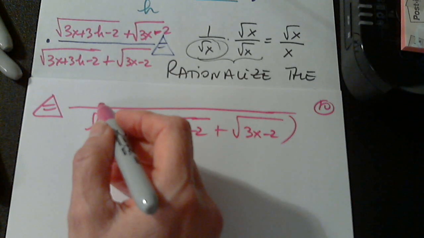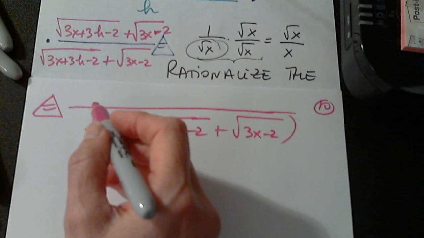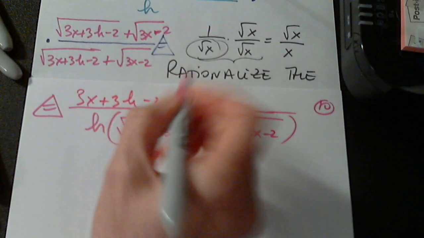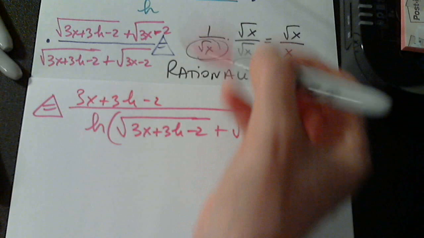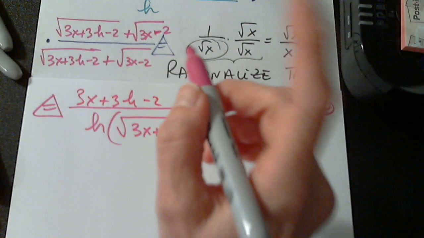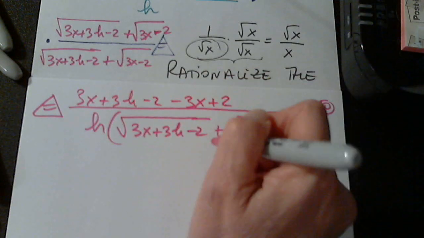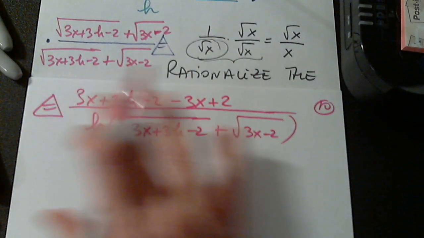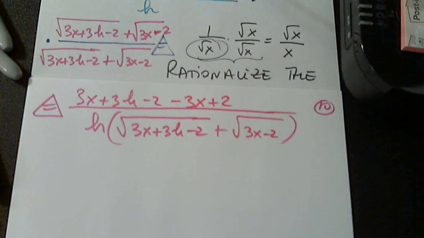Anyone, please. 3x plus 3h minus 2 minus 3x, careful, plus 2. Exactly. You either distribute, or you put it in parentheses and then distribute the negative sign. Excellent. Does everyone understand this? Please, let's take a moment. Any comments, any doubts, anything? Anyone, please?